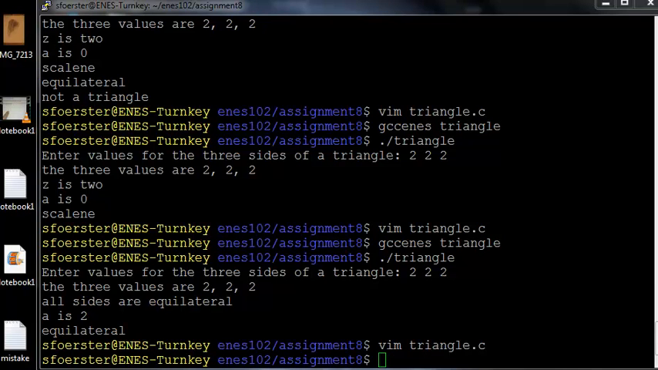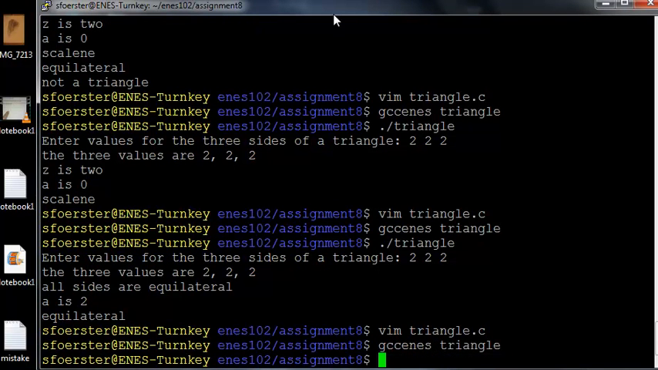Okay, I've modified triangle.c. I have not done anything that I haven't shown you. I think it's going to work. Let's compile it and see. Get it to focus on here. Alright, cool.